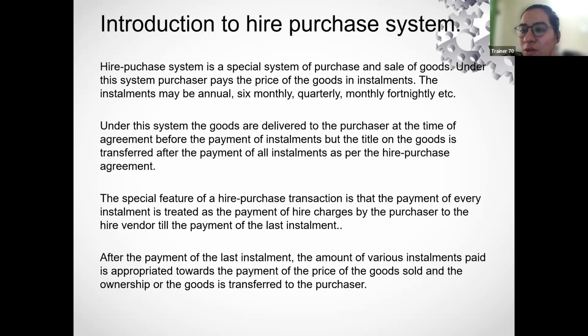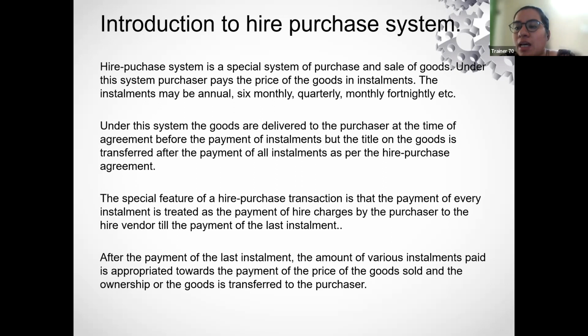When you clear all your installments, after that, you can say the ownership is transferred to you. That is the basic difference you can find between these two systems of hire purchase and installment purchase. There is no transfer of ownership with respect to hire purchase, and in the installment purchase, you get the ownership as well along with the possession of goods.